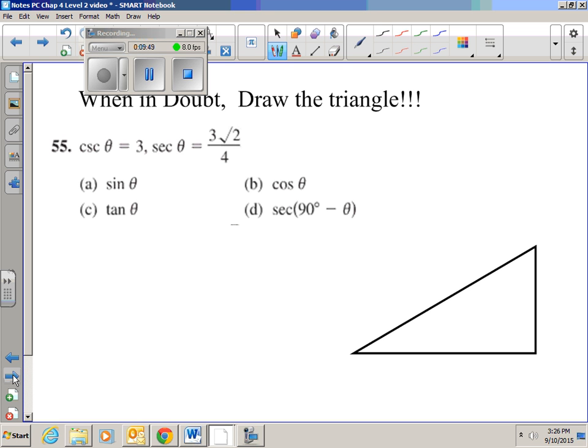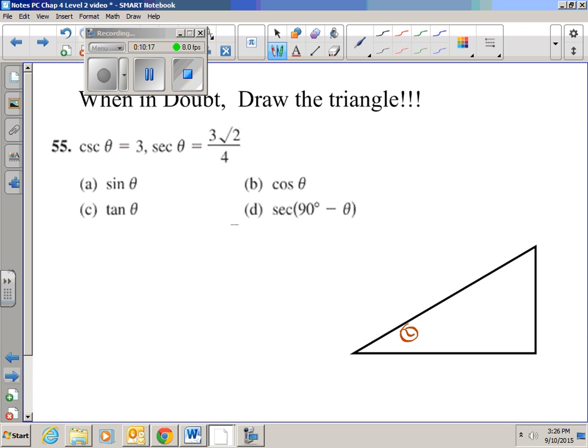All right, we'll do one more together here. Again, when in doubt, draw the triangle. I don't know what quadrant I'm in until I look. But in this particular case, number 55, the cosecant of theta is 3, which is positive, and the secant is also positive. Therefore, I know I'm in the first quadrant.